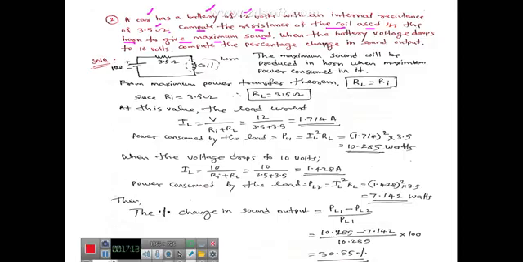A second case is when the battery voltage drops to 10 volts. Compute the percentage change in the sound output. When the battery voltage is 12 volts, he is asked to find out the resistance of the coil. So the resistance of the coil means resistance of the horn.